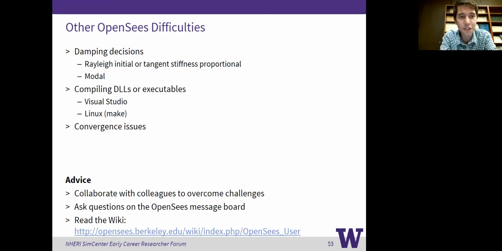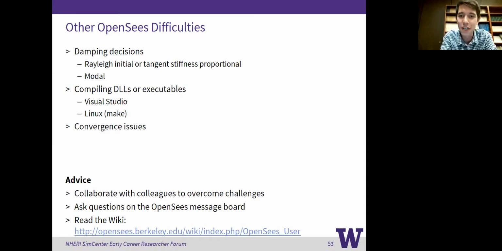So, of course, there's other issues with OpenSees that I haven't talked about today, the issues with damping. There's different choices on what to do. Issues compiling OpenSees if you're making these modifications. You're either doing it in Visual Studio on Windows or maybe on a Mac or a Linux machine using Make. And then there's the age-old issue of convergence.